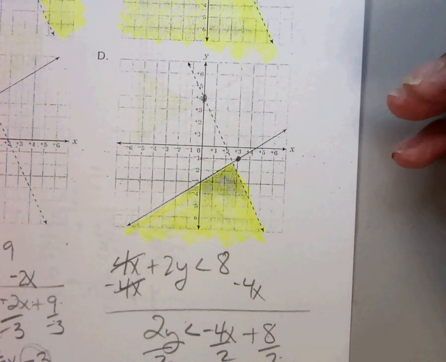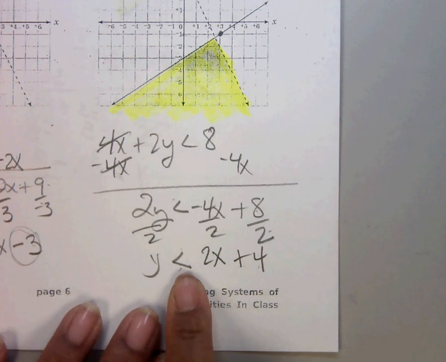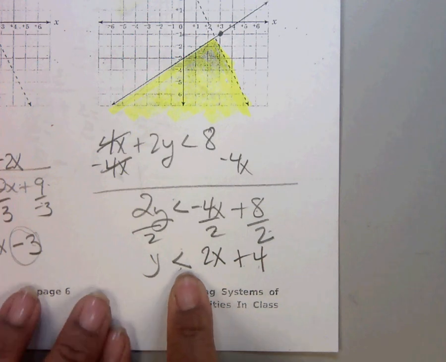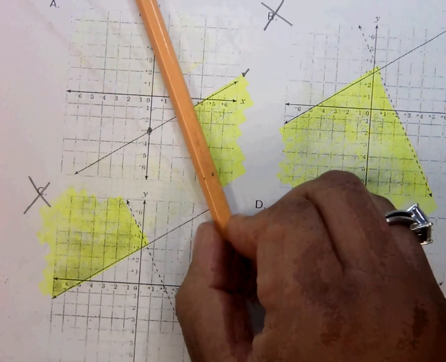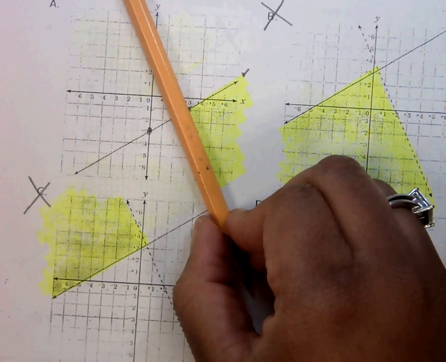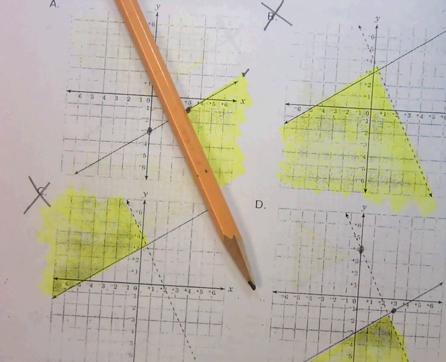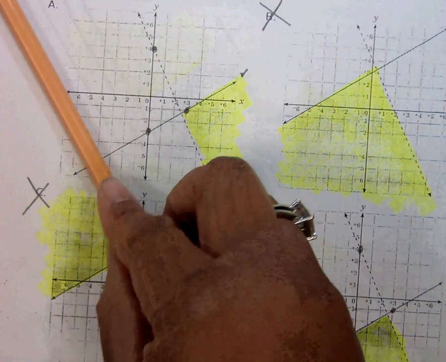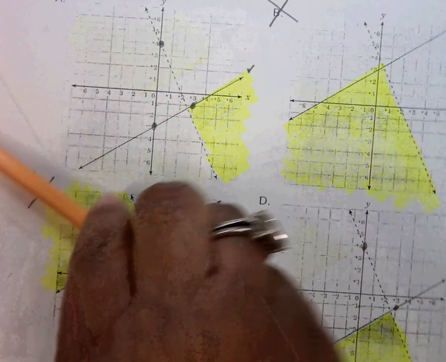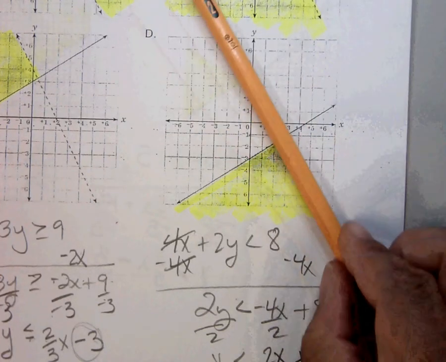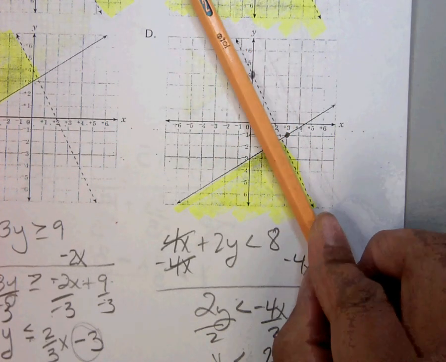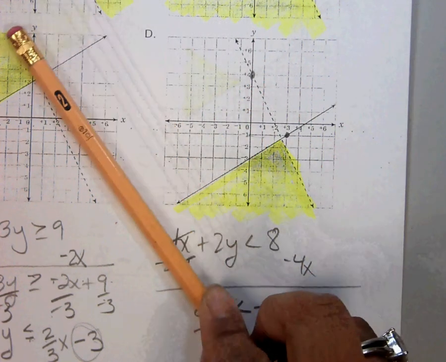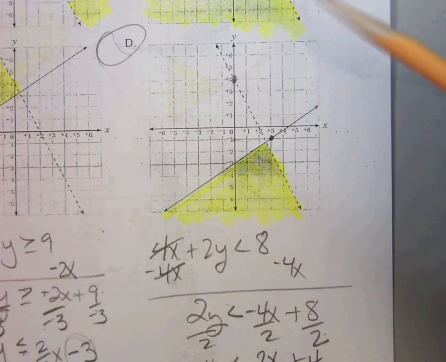Let's now look back at what we solved. It says less than, so that means below. Below. So, what's below this line? Up or this way? This is below. Is it highlighted over there? No, it's not. Let's try this one. Is this below? Yes, it is. So that is our answer.